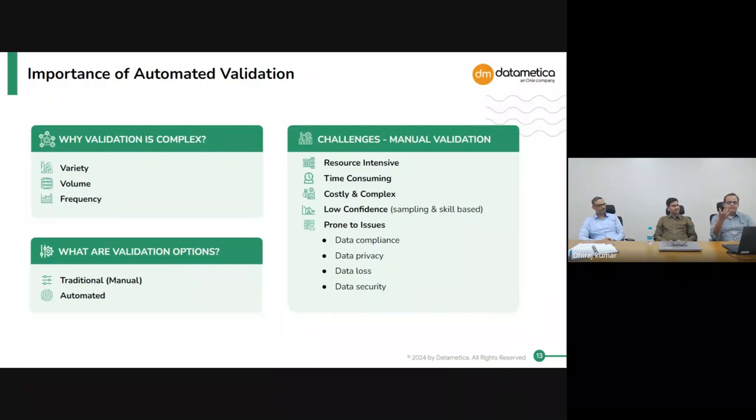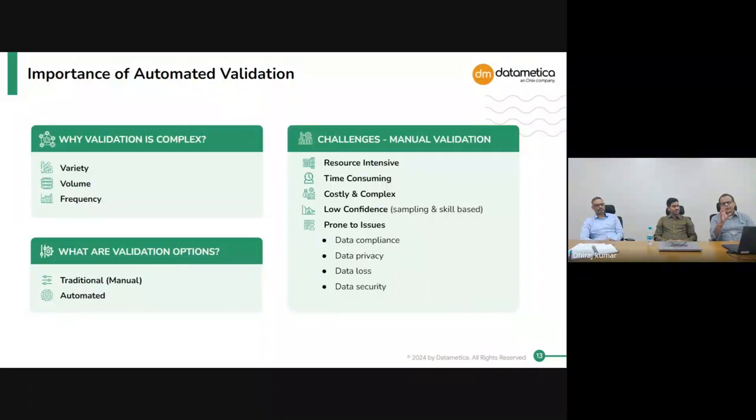And what are those challenges? Basically, they will find that their QA engineers are spending a huge amount of time writing test cases, executing those test cases, and capturing the test evidence, which is a very time-consuming and costly affair.